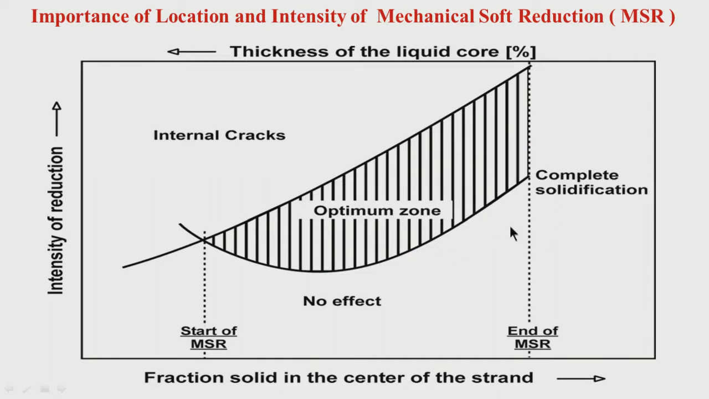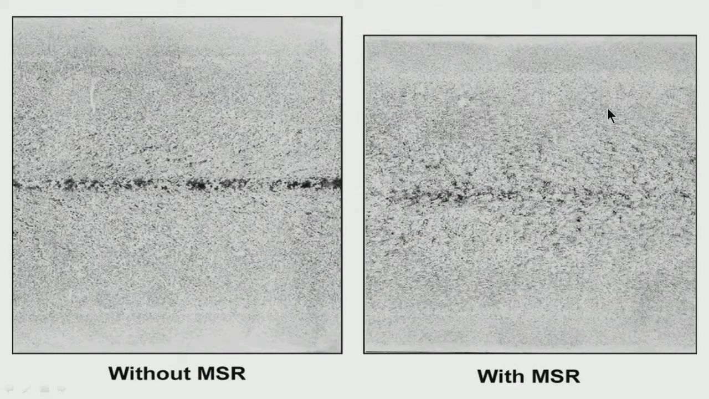So to control crack, porosity and segregation in the central area, near the central line, mechanical soft reduction is a very useful technology, which is being used by many continuous cast users to get a good quality of cast product at the center. So this location and intensity, I am again telling, is very important. Now let us see what is the effect.